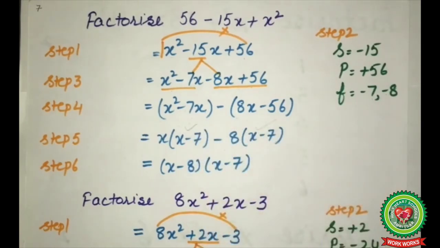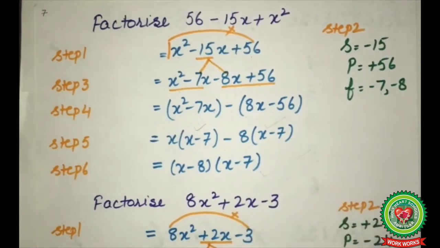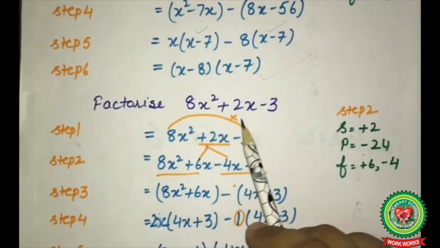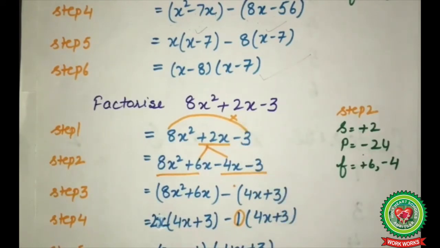So we are going to write the final answer, that is (x minus 8)(x minus 7). Let us discuss one more example based on this topic. The next example is factorize 8x square plus 2x minus 3.